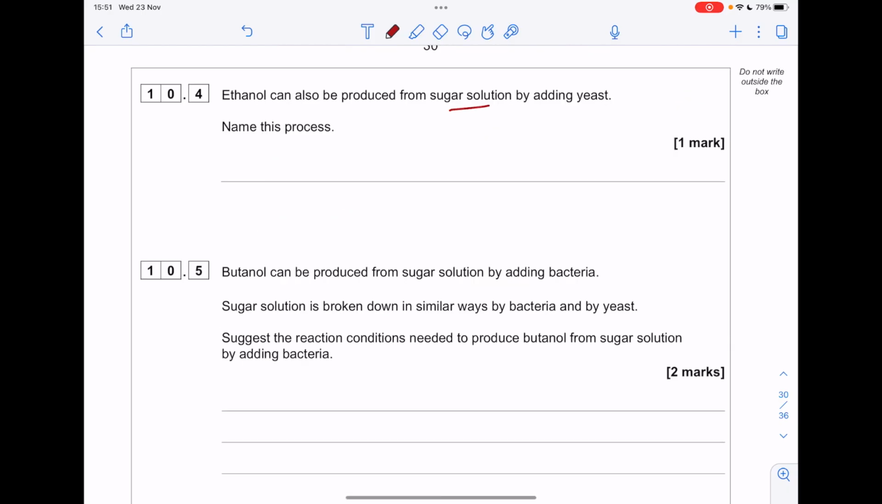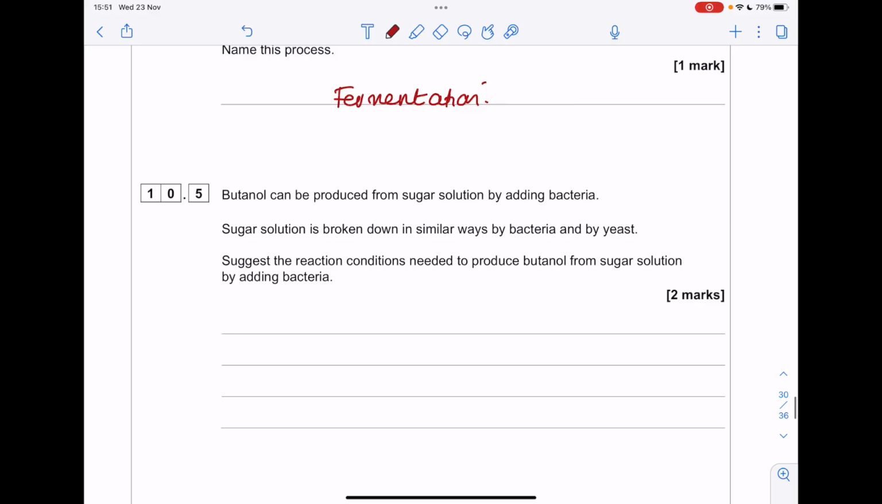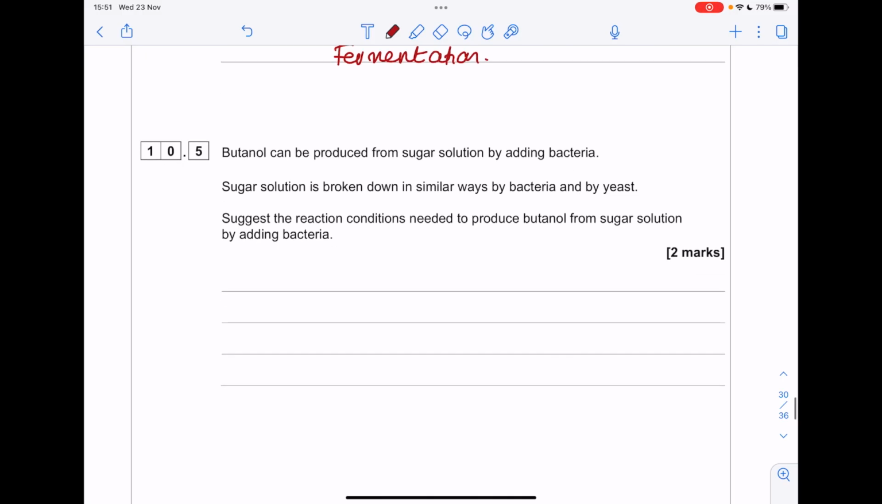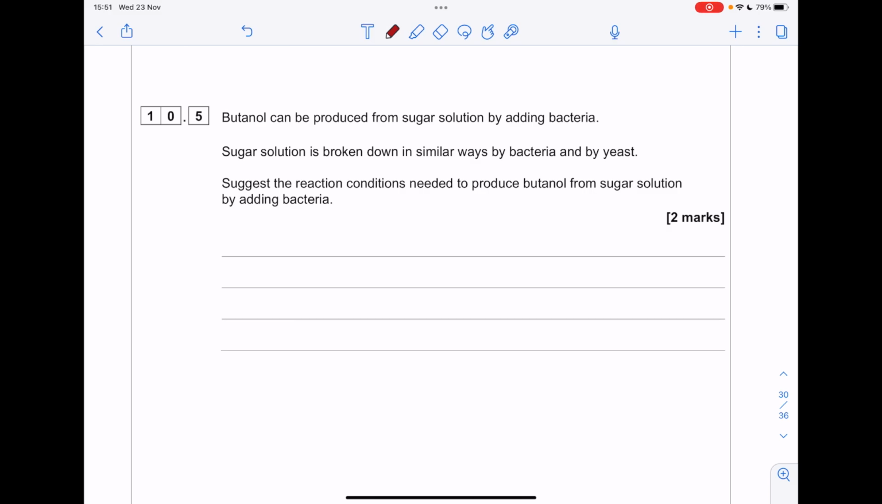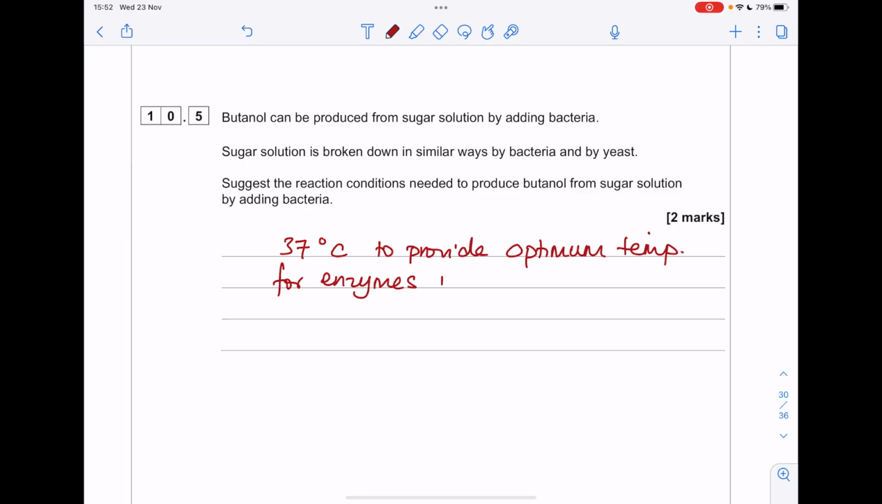Ethanol can also be produced from sugar solution by adding yeast. Name this process. It is fermentation. Butanol can be produced from sugar solution by adding bacteria. Sugar solution is broken down in similar ways by bacteria and by yeast. Suggest the reaction conditions needed to produce butanol from sugar solution by adding bacteria. First of all, you want quite a warm temperature of around 37 degrees to provide the optimum temperature for the enzymes in the bacteria. And next up, we need anaerobic conditions, i.e. ones without oxygen, to enable the bacteria to anaerobically respire.